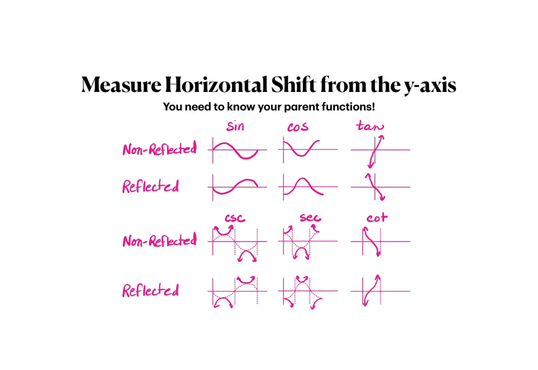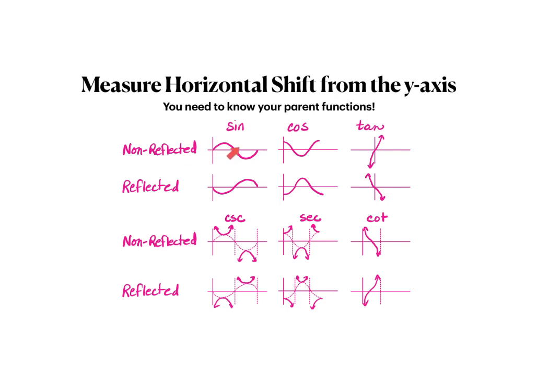So the hardest part is finding that horizontal shift, that C value. And to do that, you need to know what your trig functions look like. You always are going to measure the shift from the y-axis. So if sine looks like this, I'm going to find that point that is at the x-axis and starting to come above and measure right or left from the y-axis.